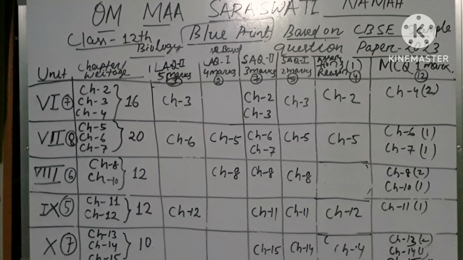So the next part is the case based questions. So let's know the case based questions. Where will the 4 mark questions come from? From chapter 5 and chapter 8. Okay, chapter 5 is the principles of inheritance and variation, and chapter 8 is human health and diseases. So the case based questions will be easy, and they will help to test your presence of mind related to the questions. So you have to put the answer there.